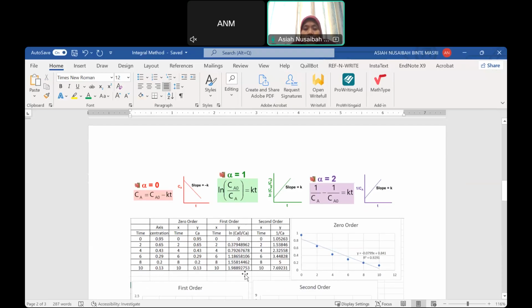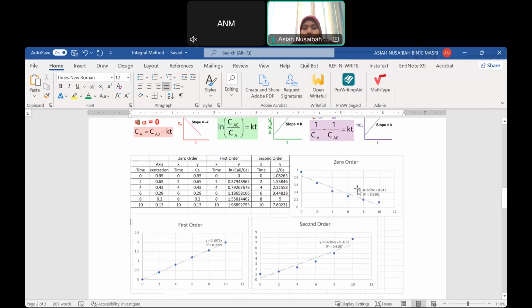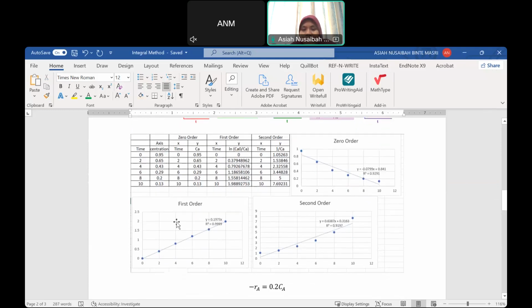Okay, we tabulate all the data. Then we plot the graph. We have zero order, first order, and second order. Ensure you put the axis lah. This is just an example, so I didn't put the axis.